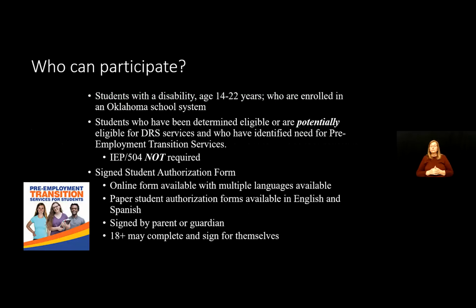We do have, as our partnership, we partner with the Oklahoma Department of Rehabilitation Services as well as the Department of Education. But we can serve students with disabilities from age 14 to 22 years old who are enrolled in an Oklahoma school system. That has changed a lot now because we have a lot of online school systems that we are also able to work with those students, whether they might be in EPIC, Oklahoma Connections, or other type online school systems.